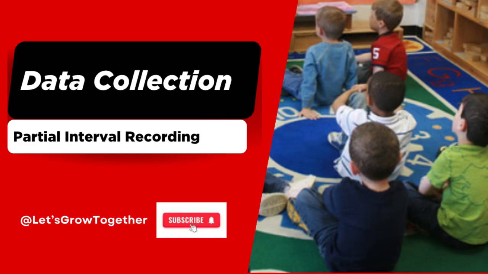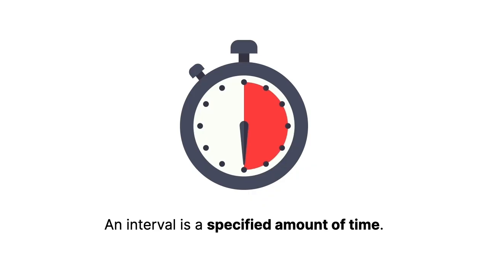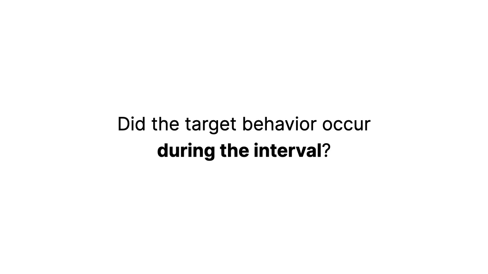This lesson will introduce, describe, and provide examples of partial interval recording data collection. Think of an interval as a time block, or a specified amount of time. So maybe it's 5 seconds, maybe it's 15 seconds, or maybe it's 5 minutes. Regardless, your intervals should be all the same amount of time. With partial interval recording, what we're really looking at is, did the target behavior occur during the interval?